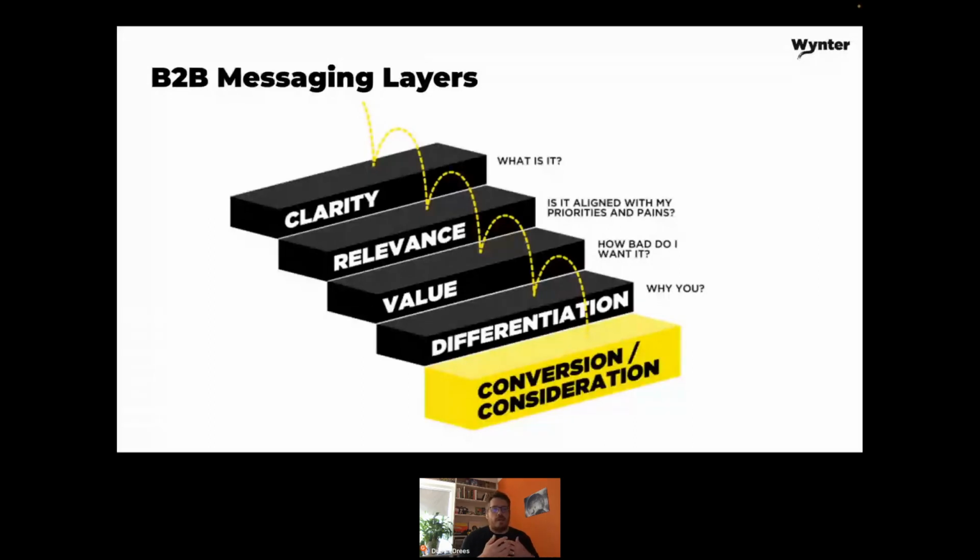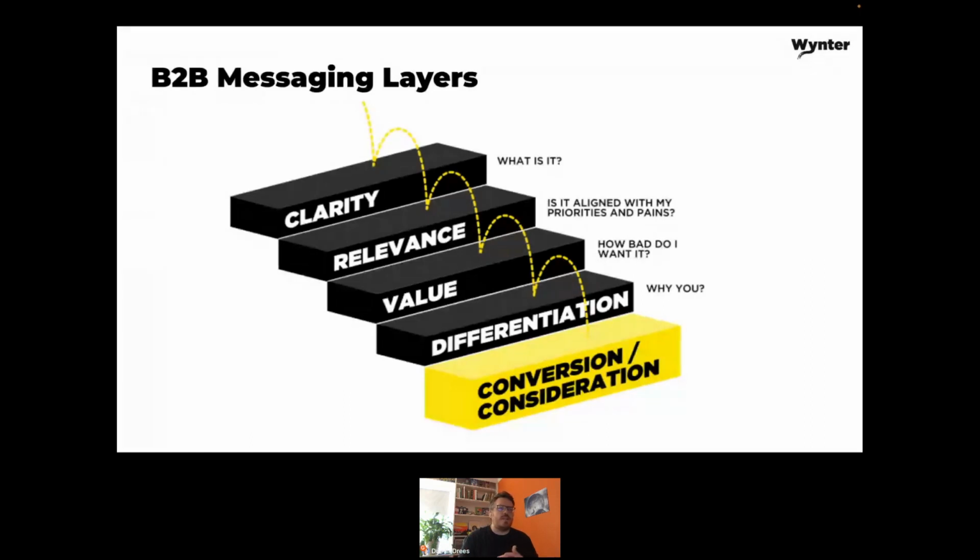If you nail the clarity, you nail the relevance, then you're going to start being able to create value. The value is also motivation, right? How badly do I actually want this? How big of a pain is this? How much do I believe that you can actually solve this for me? How much do I believe you can make my life better as well? So that's the next layer that we need to hit.